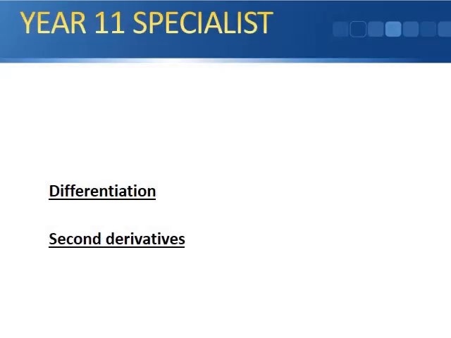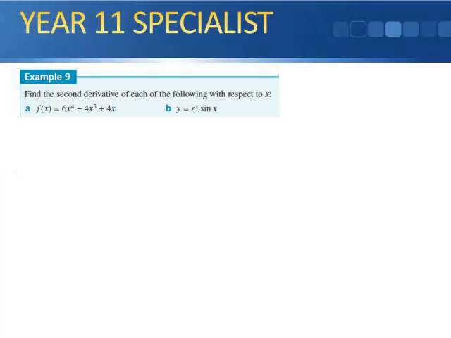Second derivatives. So with second derivatives, what we do is we differentiate once and then we differentiate again. Example 9. Find the second derivative of each of the following with respect to x. So we've got our part A, f of x equals 6x to the power of 4 minus 4x cubed plus 4x.